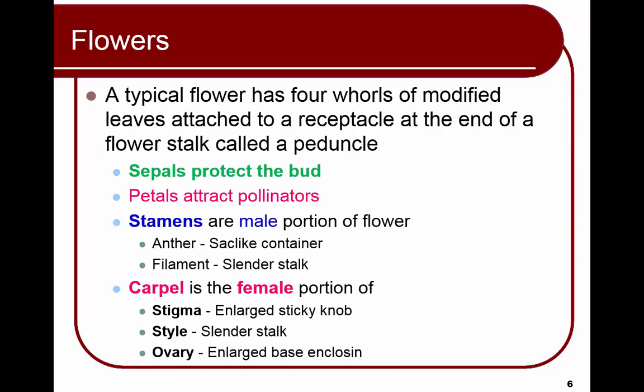Now the carpel is the female part of the flower. On the end of it is a sticky knob called the stigma, and then you have a stalk that's called the style, and at the base of that is the ovary, which is enlarged, and it contains the ovules.